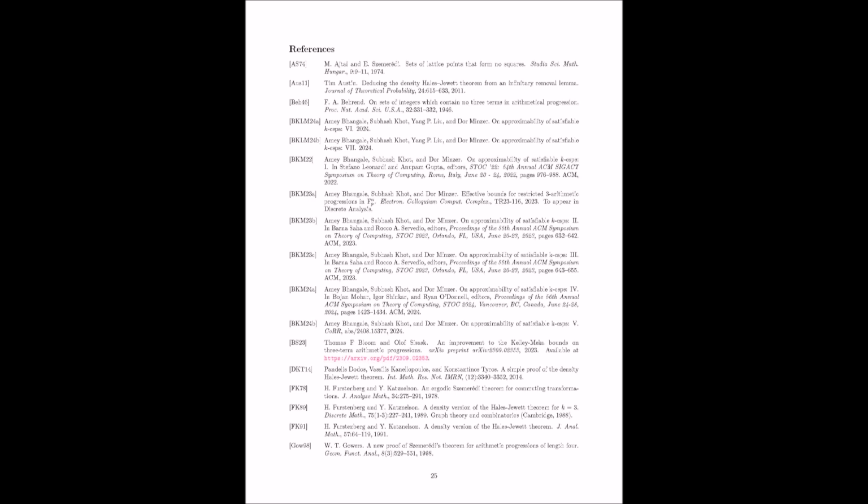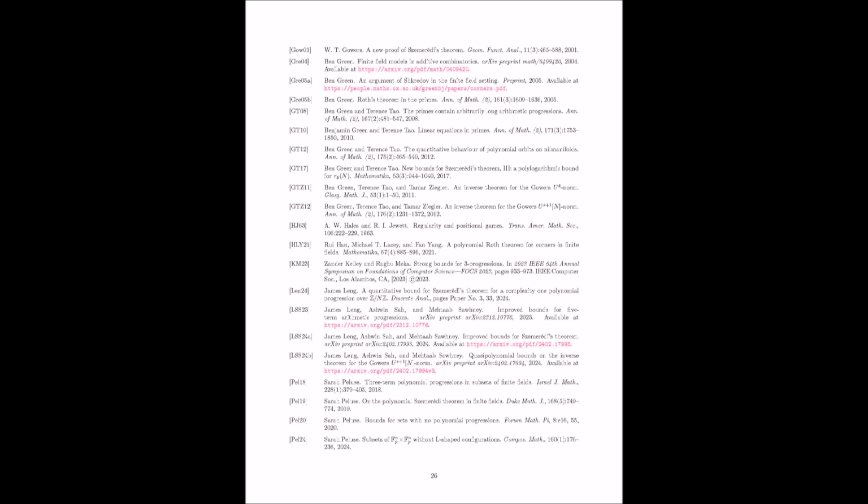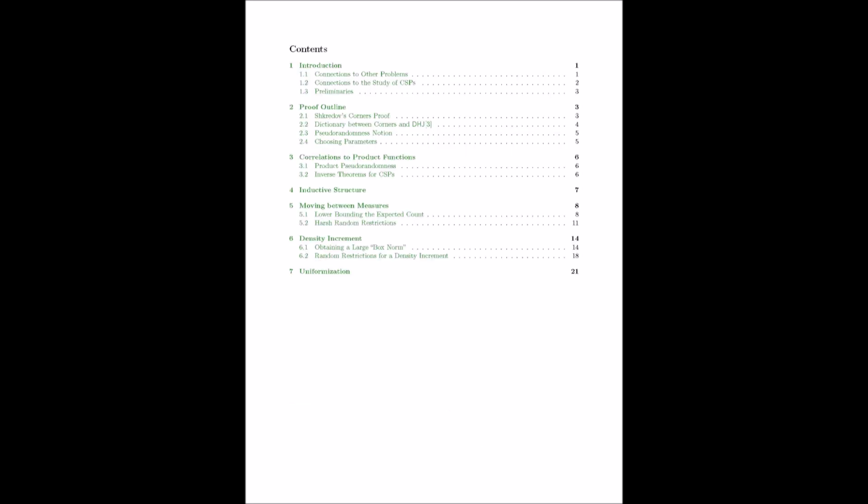Remember how product pseudorandomness is all about analyzing how functions behave when their inputs are restricted? This lemma uses that concept to establish a bound on a specific expectation related to the densities of sets E1 and E2. Think of it as putting a limit on how much those sets can deviate from being truly random. So it's like making sure those sets aren't trying to sneak in any hidden correlations that would mess up the proof. Exactly.